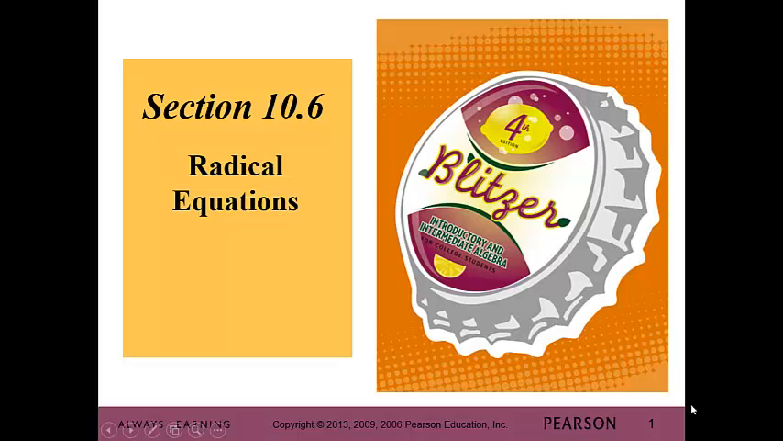Hello class. Today we're going to be talking about section 10.6, radical equations. Our objective is solving radical equations.